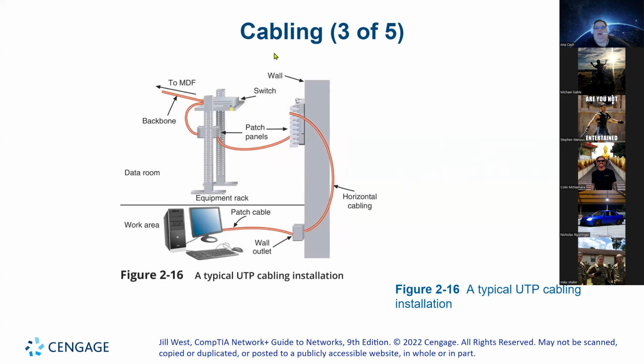This is an example of, here's your backbone out to the MDF. Here's your patch panels, the walls, the switch, horizontal cabling, wall outlet, and here's another patch cable. Does that make sense to you guys? Any questions on that? Nope.